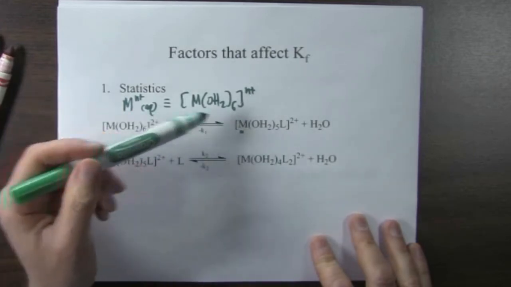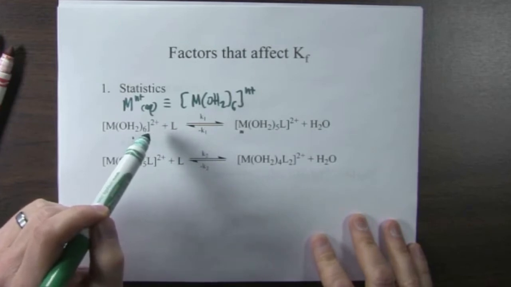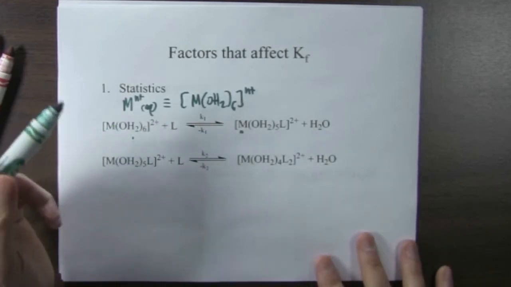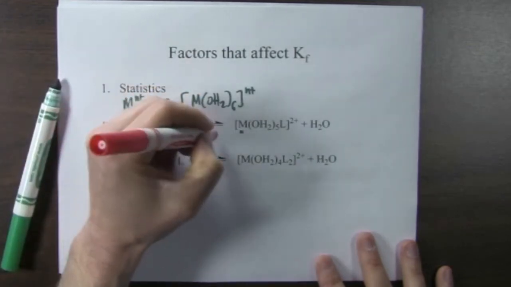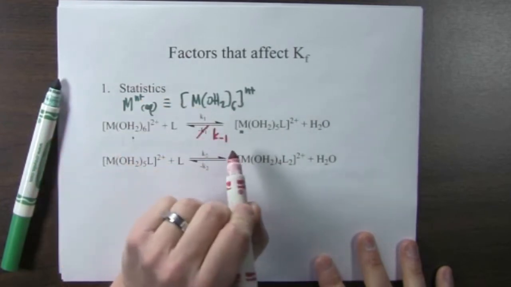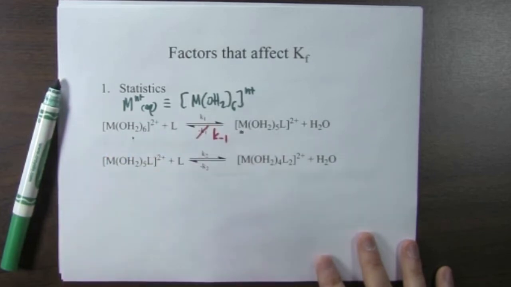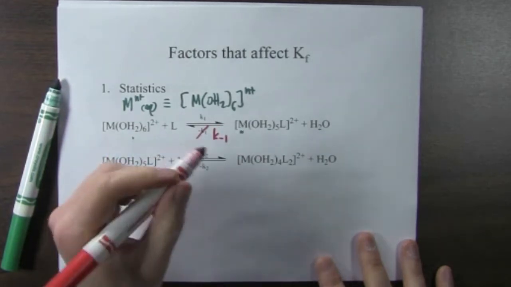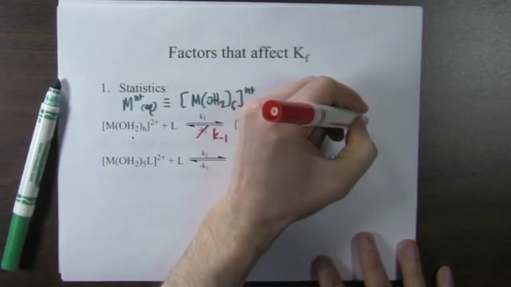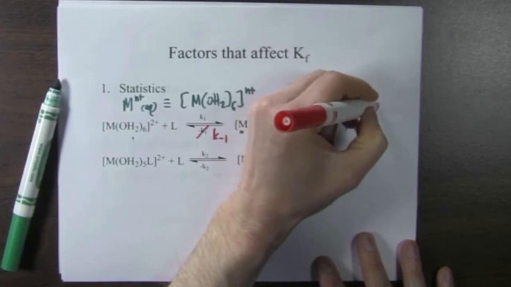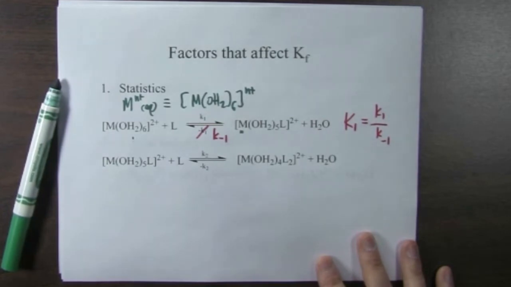So this is our first step, K1 forward, and K of negative 1, the reverse reaction. K of negative 1 is the rate constant of the reverse reaction. It is not equal to the negative of the rate constant of the forward reaction. However, we do know that the equilibrium constant is equal to the ratio of the forward and reverse rate constants.